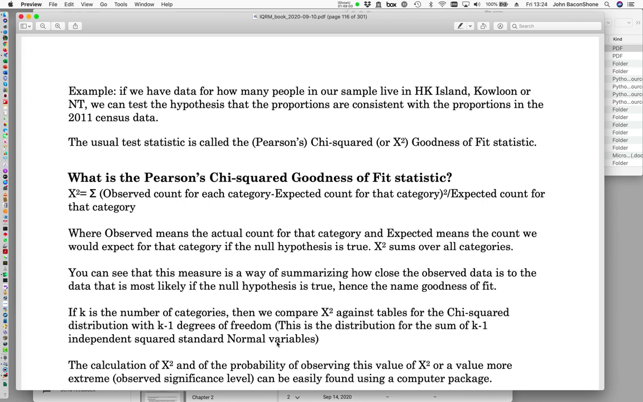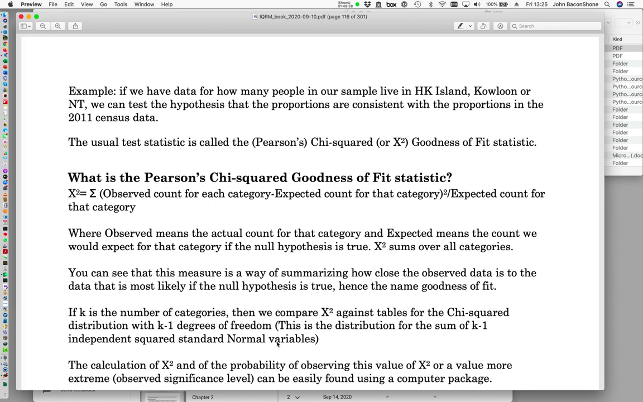Well, the reason is that for count data, the variability is proportional to the mean, to the expected value. So in order to compare the data from different categories, in order to scale it, we need to divide by the expected count for that category as part of our summing up process. Okay? So the calculation of X squared and the probability of observing this value of X squared or a bigger value can be easily found using a computer package.